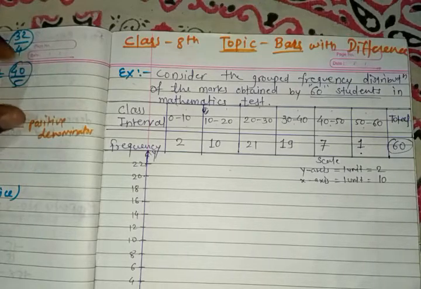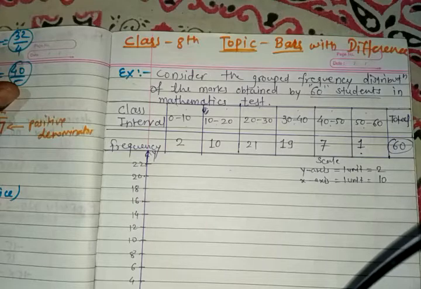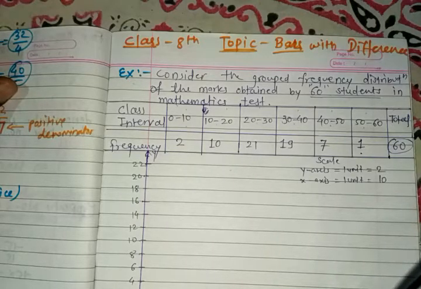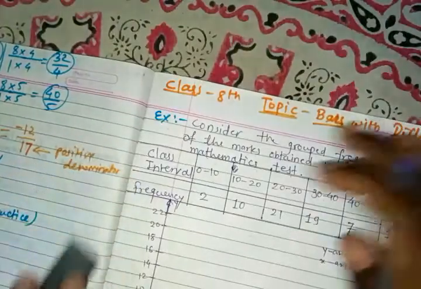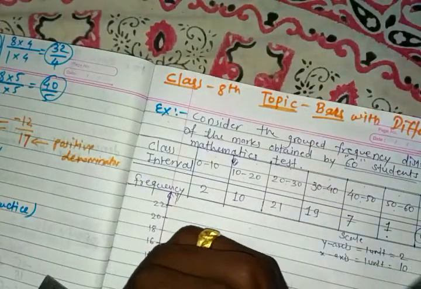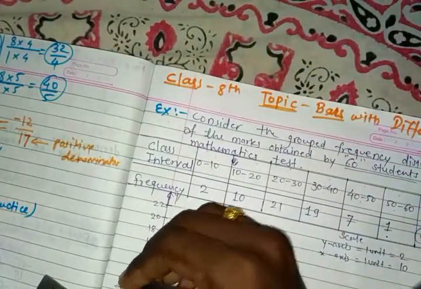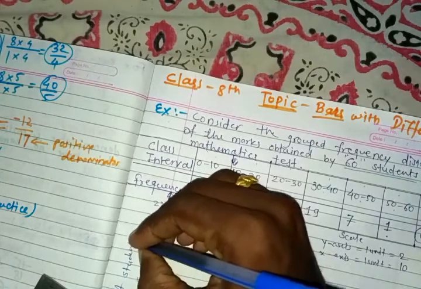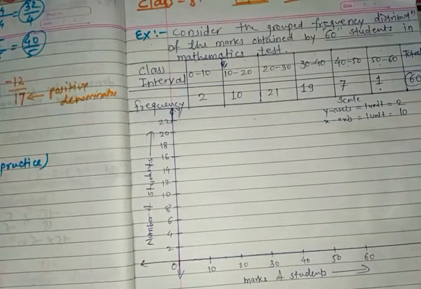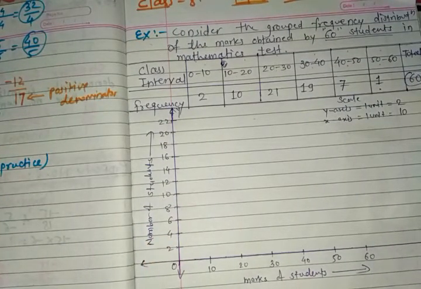Now we have plotted this, right? We have to mention what is the value of the marks of the students, and these are the number of students. Frequency means number of students. So now we have mentioned all the things. Now it is ready to draw the bars.